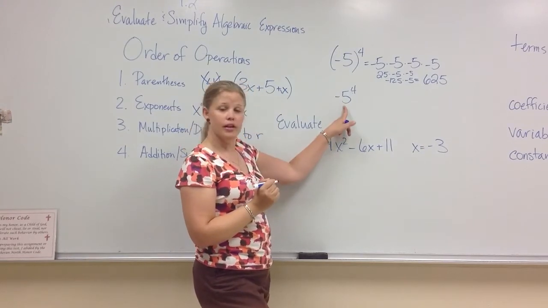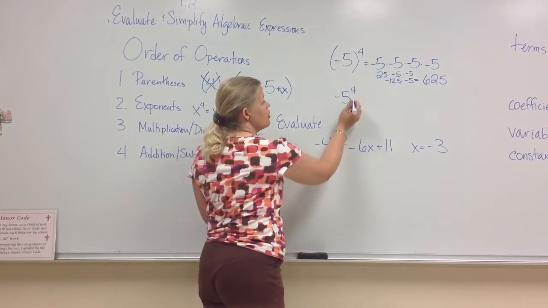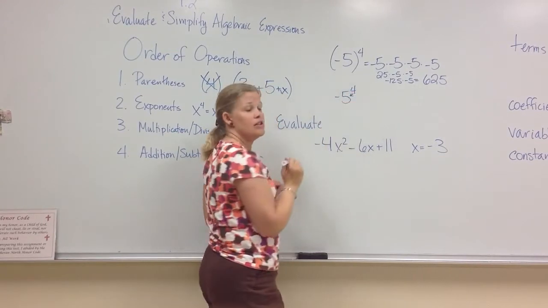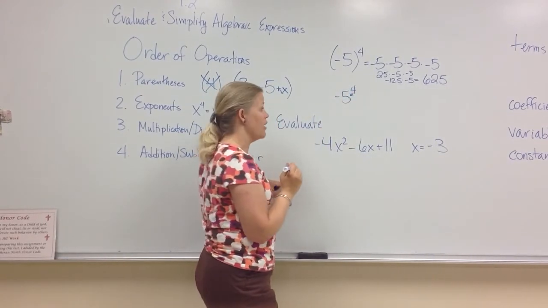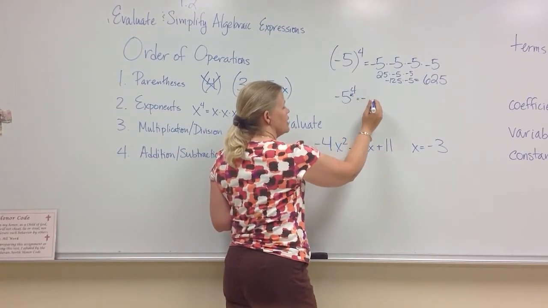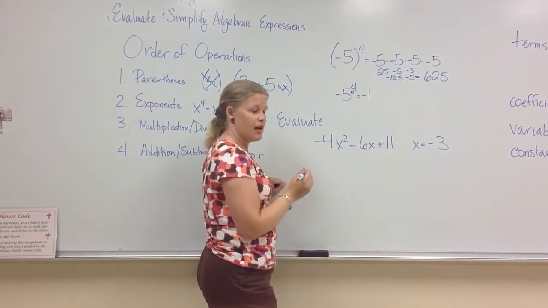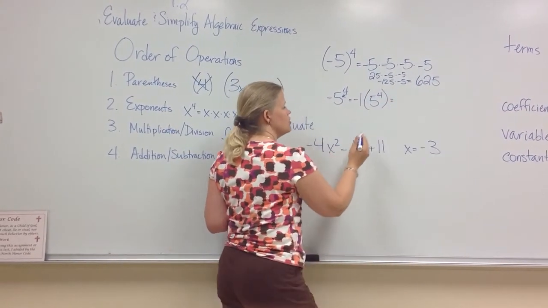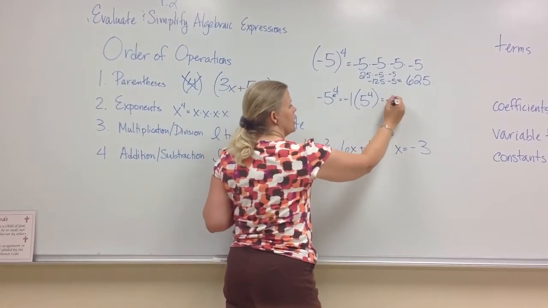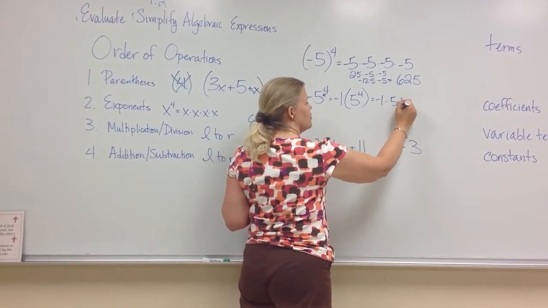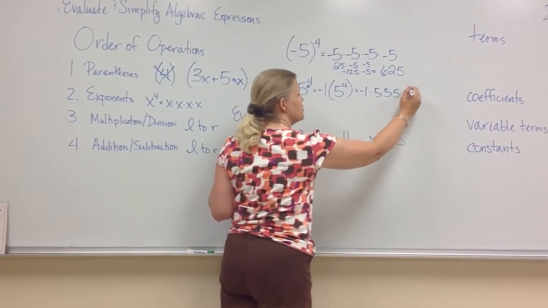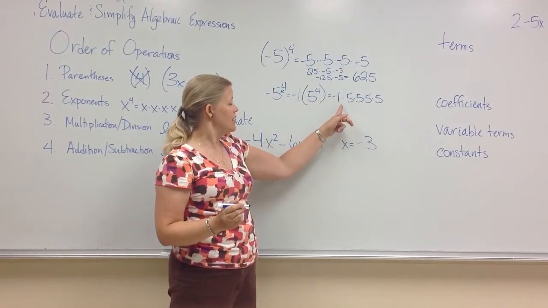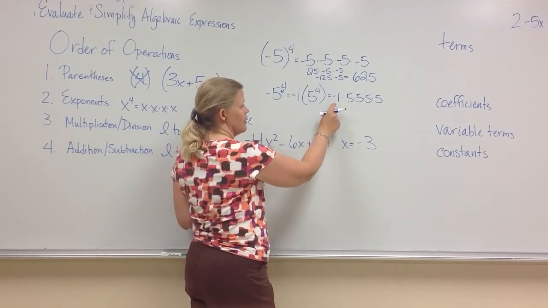This is different from this one because notice there are no parentheses. The 4 is only talking about the 5. So we've got that negative 1, or that negative sign out in front, but then we're saying 5 to the 4th power. So in other words, negative 1 times 5 times 5 times 5 times 5. Remember, 4 times because it's the 4. And now we can go through and multiply left to right.